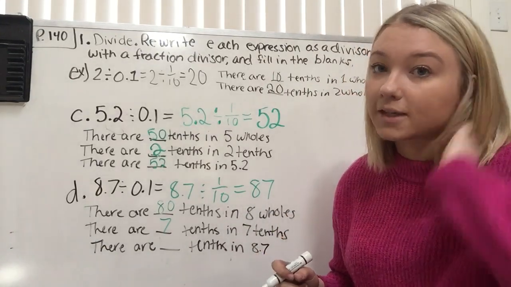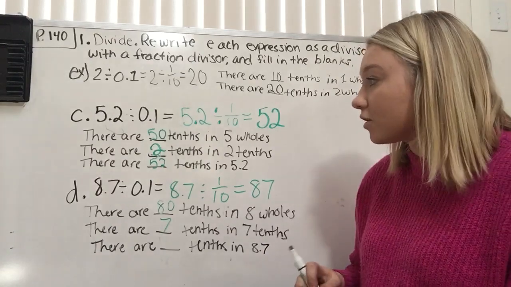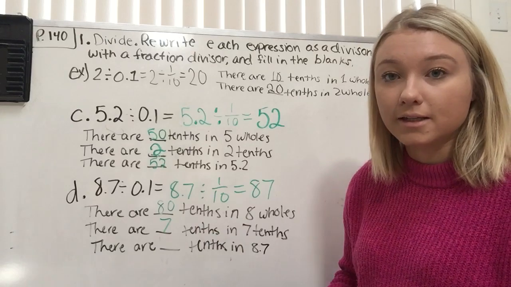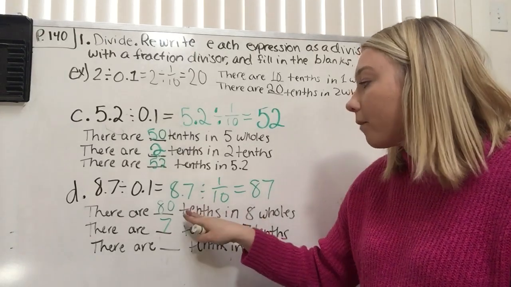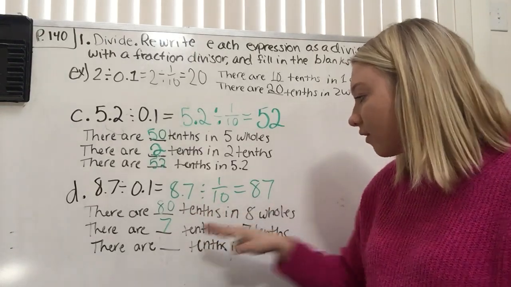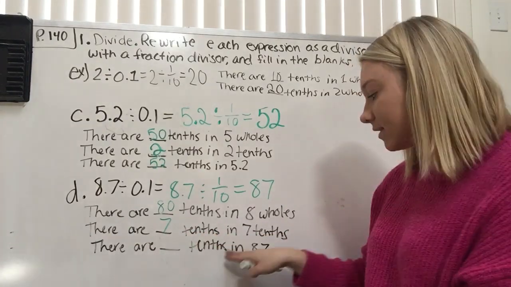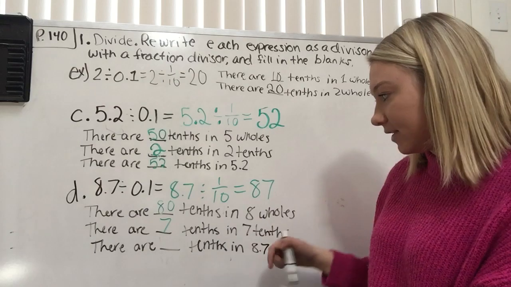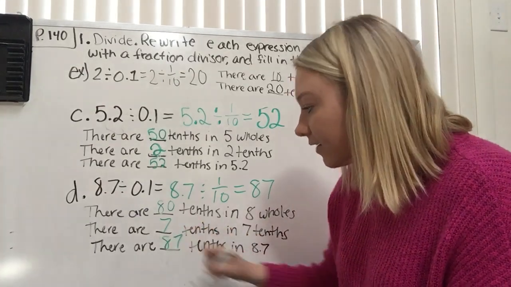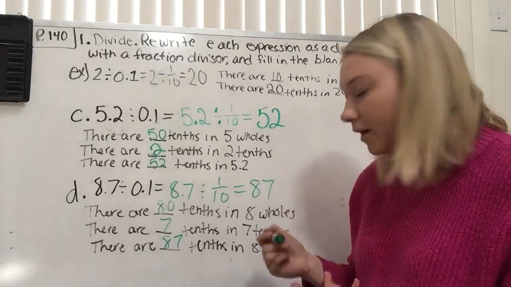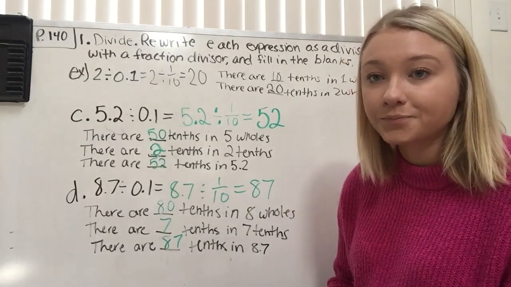That's why I really want you guys to stick with these videos so you can see, well, it makes sense because they're splitting these up into the number to show you. There are 80 tenths in 8 wholes, 7/10 in 7/10, and then there are blank tenths in 8 7/10. There are 87 tenths in 8.7, or 8 7/10. Okay?